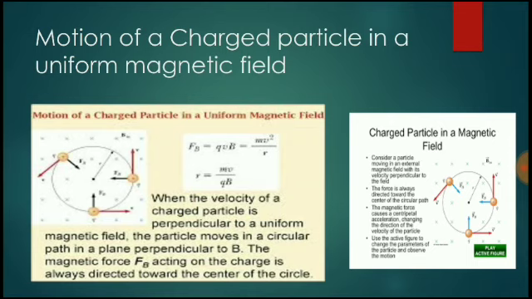It is a charged particle in a magnetic field in a circular path. The force experienced is always acting inside the circle, that means towards the center of the circle. At the same time it experiences centripetal force, mv square by r. If you simplify this, you will get r is equal to mv divided by qB. This is the radius, right?